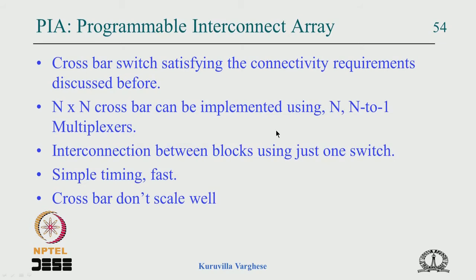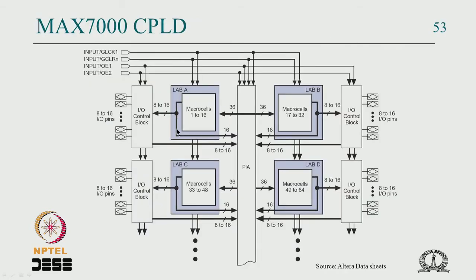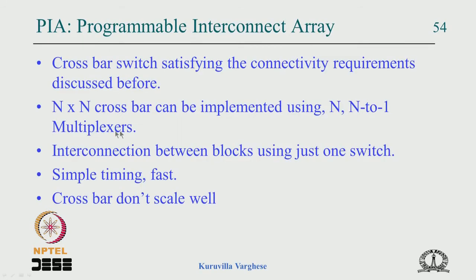So it's a crossbar switch. We have this programmable interconnect array, which is a crossbar switch satisfying the connectivity requirement discussed before. It means that any output can be connected to any of the inputs, any IO pin can be connected to any of the inputs, that is the requirement. An N by N crossbar can be implemented using N N-to-1 multiplexers, we will see that.